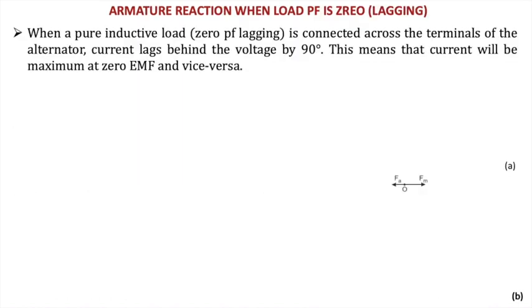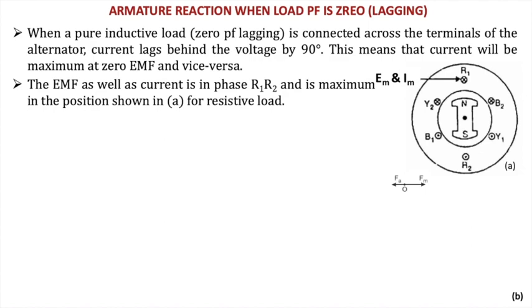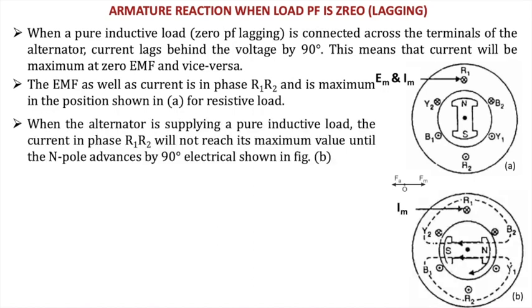Now, when the load power factor is zero for an inductive load. When a pure inductive load is connected across the terminals of the alternator, the current lags by 90 degrees to the voltage. This means that the current will be maximum at zero EMF and vice versa. The EMF as well as the current in phase R is maximum at the given position. So when the alternator is supplying a purely inductive load, the current in phase R will not reach its maximum until the N pole advances by 90 degrees electrical, as shown in figure B. Now you can see the field direction has changed and it is lagging by 90 degrees.